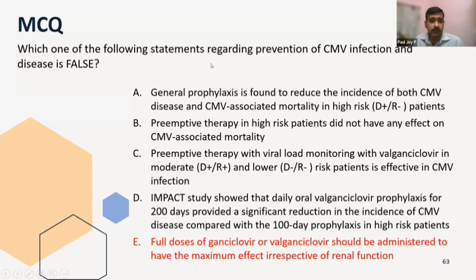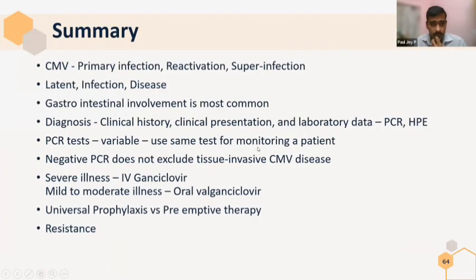Now, with that, I conclude my talk. And regarding the first MCQ, which of the following statements regarding prevention of CMV infection and disease is false? The false statement is that full dose of ganciclovir and valganciclovir should be administered to have the maximum effect, regardless of renal function. For using these drugs, adequate dose modification has to be followed with respect to renal function.